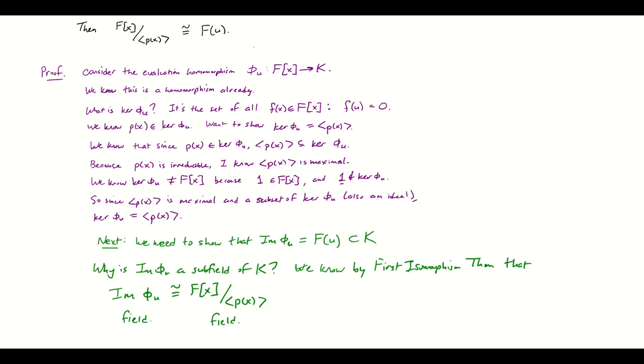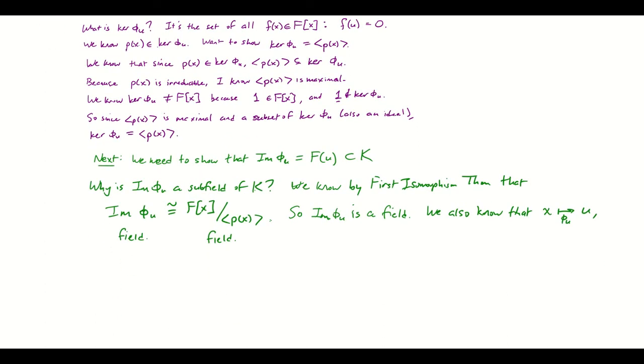All right, so let's write that down. So the image of the evaluation map is a field. And we also know that it contains every element of F and also contains u. Why is that? We also know that this evaluation map maps the polynomial x to u, and it also maps every element of F to itself, because every element of F can be treated as a polynomial.